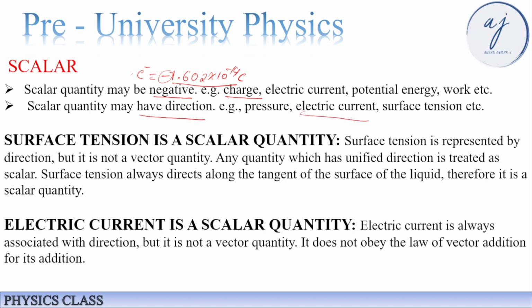Scalars may have direction, like we have discussed, electric current has a direction, but it will not be listed under vector, it will be listed under scalars. Surface tension is also a scalar because it has no unified direction.